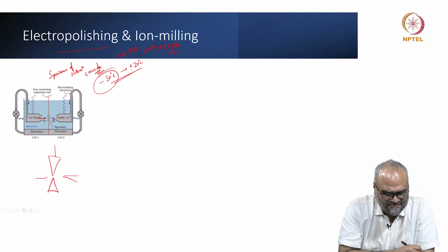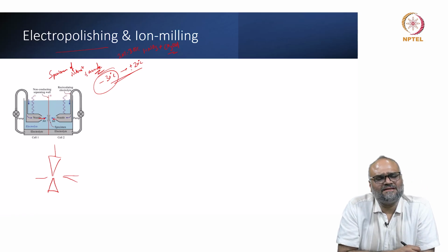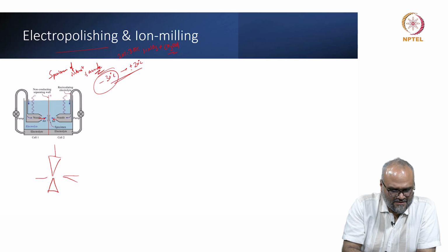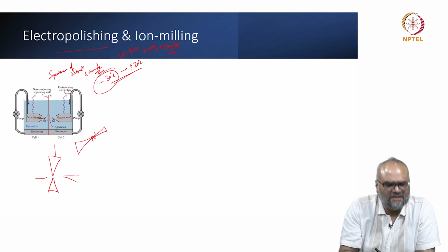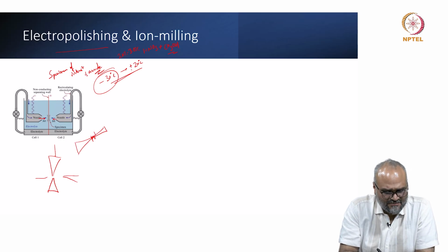Here is the cross section. So you are creating some kind of a specimen like this with a small hole in the center, and right next to the hole you have a wedge shaped sample which has a thickness less than or equal to even 10 nanometers in some cases.